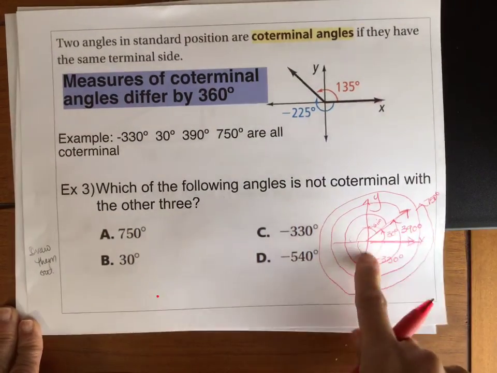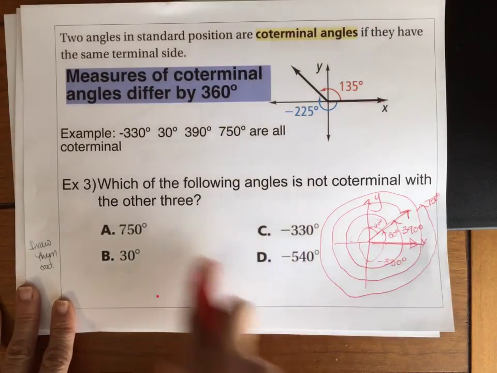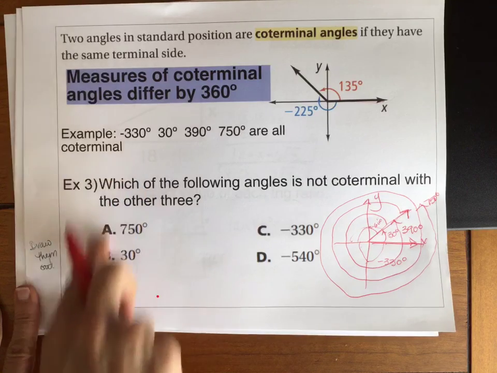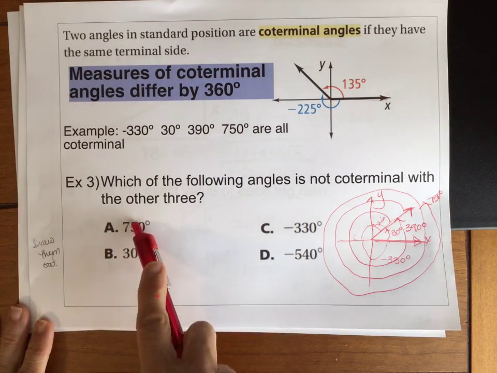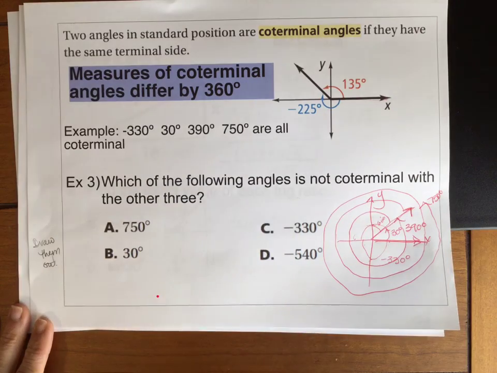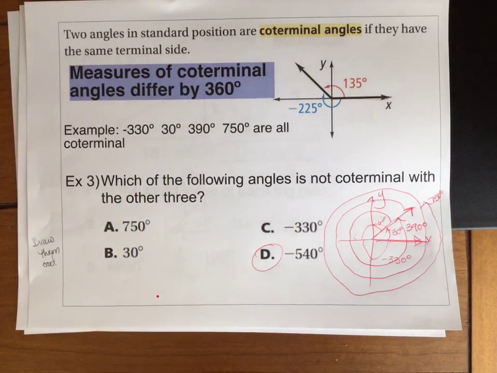You'll need to know this concept for the tasks associated with this. So now, if I go look at example 3, which of the following angles is not coterminal with the other 3? Well, they kind of gave us the answers above. We know 750, 30, and negative 330 are all coterminal. So it must be negative 540.